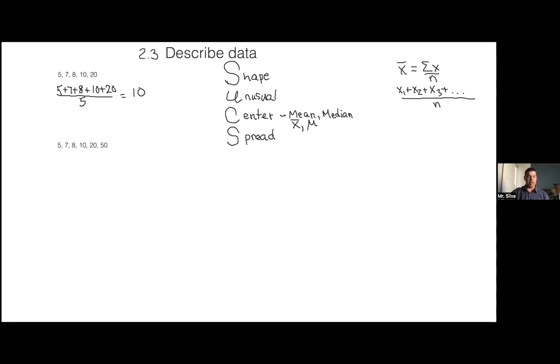So that's the mean. The median, the other measure of center, is the middle number. And this is why I have two data sets up here. The middle number, pretty easy to find. Median is 8. So this is the mean.